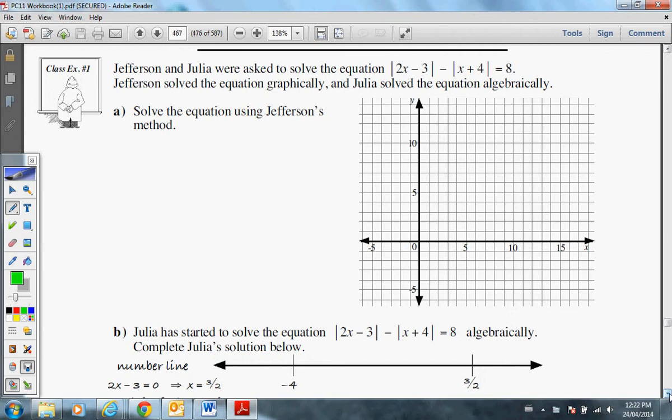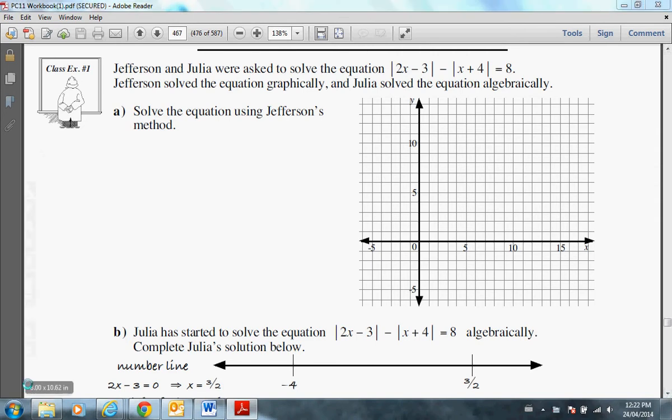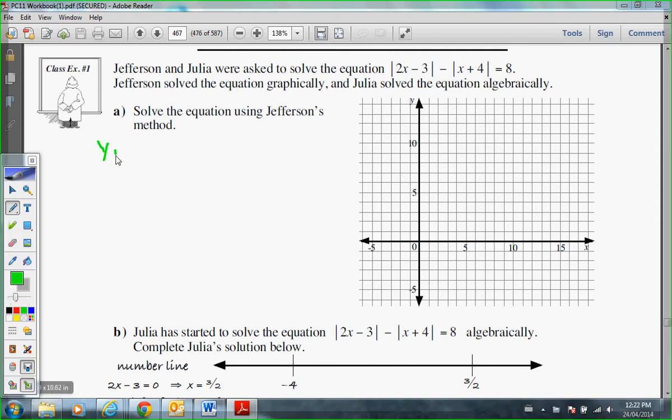So go ahead and put in your calculator, for your y1, absolute value 2x minus 3, and minus absolute value x plus 4. That all goes in y1. And then your y2 is 8. I'm going to roughly sketch what you'll get, and I'll help you put it in here in a second, and I'll tell you what window to use. So this is what your y equals 8 lines look like.